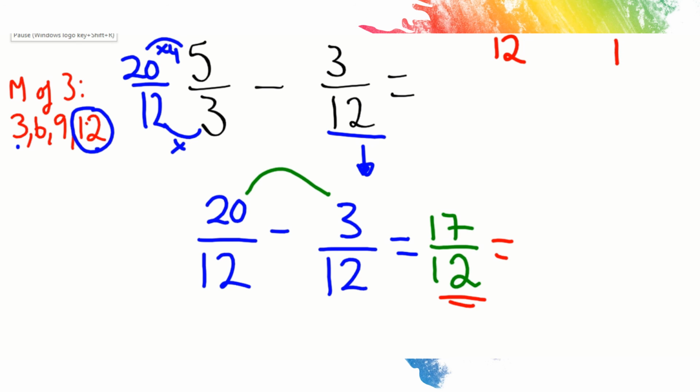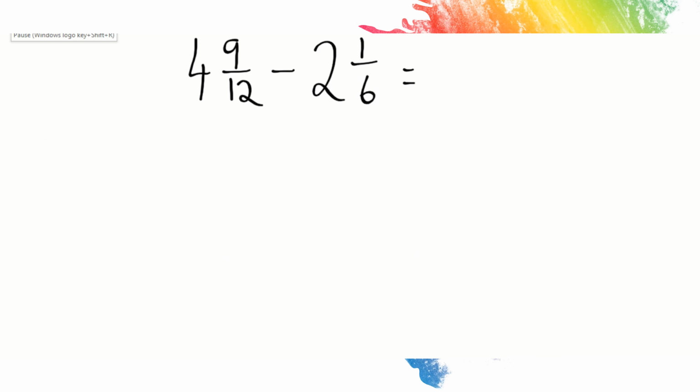If I do 17 subtract 12, that's going to leave me with 5. So I know I can't get any other lots of 12. So I've only got 1 whole and 5 12ths remaining. Okay, let's have a look at the last one.